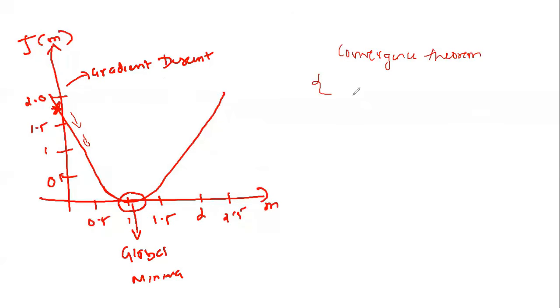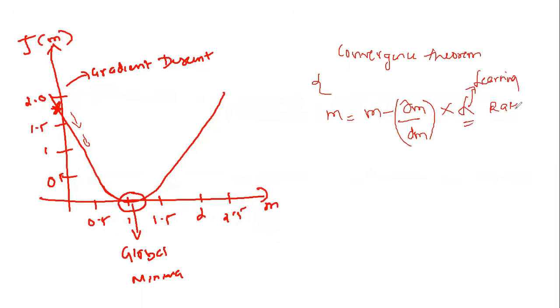Now, this Convergence Theorem basically says that the M value you should update as M minus the derivative of the cost with respect to M, such that this derivative is multiplied by one more value, which is called the learning rate, indicated by alpha. So this is my learning rate. Okay, now let me just show you why this particular equation works. This derivative is basically my slope.